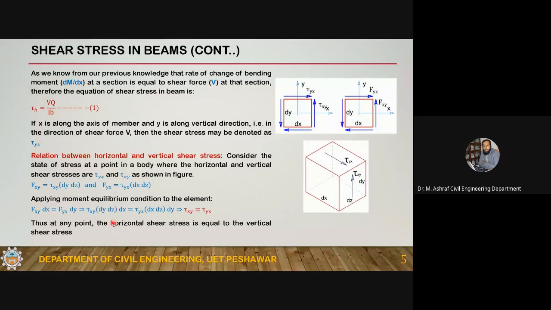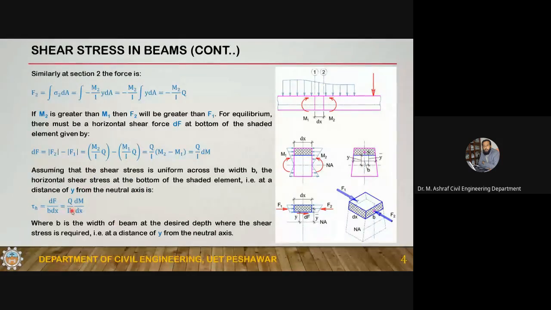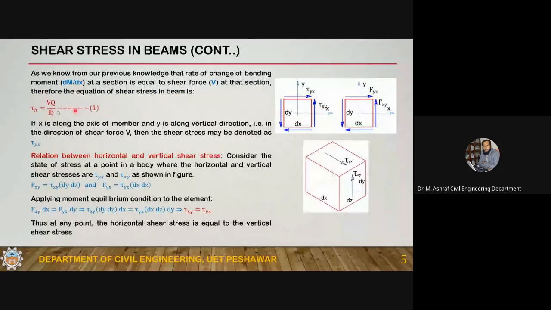So if you replace dM by dx with V in this equation, finally you will get this equation. So this is the equation for shear stress. Now it's very, very important to know all these four terms.